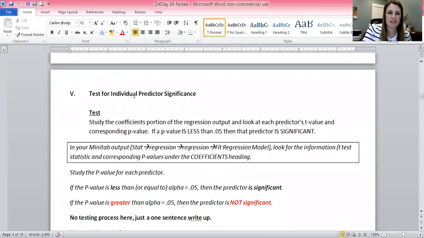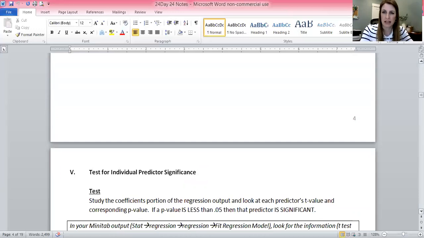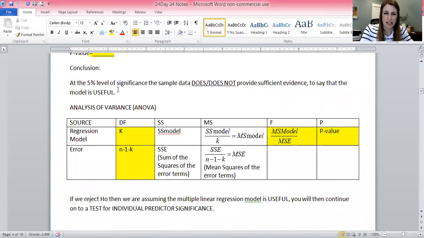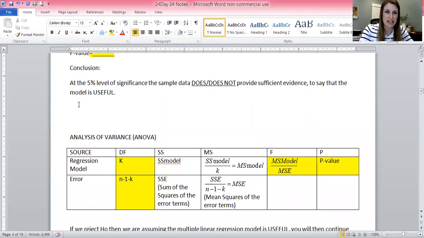So, test for individual predictor significance. This is like a little follow-up, and I say it's a test, but you can use a test or a CI. It's like a one statement thing. So this is where you're going to do your test for the above to see if your model is useful up here. And after your conclusion, you're going to add another statement right after this. It doesn't have to be in the same conclusion. You can space it out if you want and then type it in here, whatever you want to do.